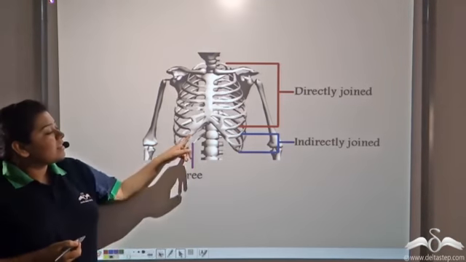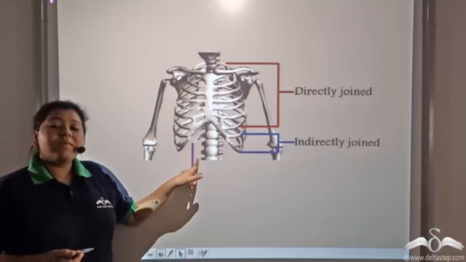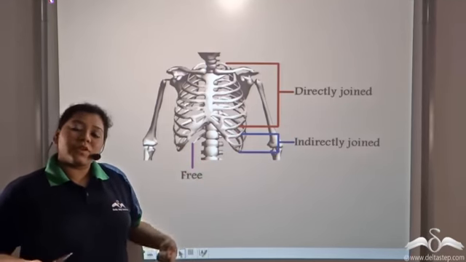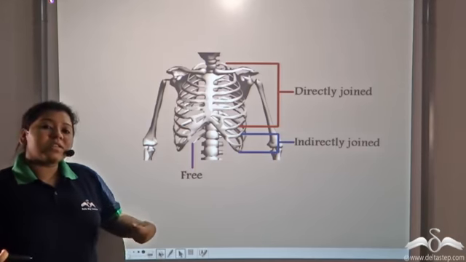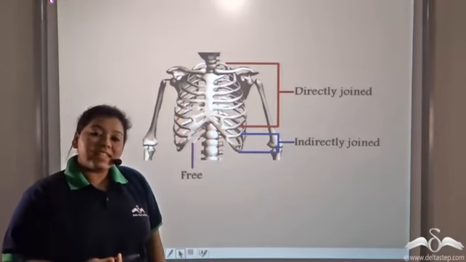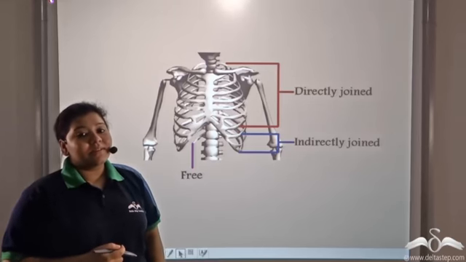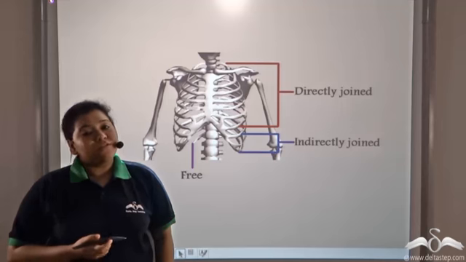Now finally, the 11th and the 12th pair of rib bones are posteriorly attached to the vertebral column from the thoracic vertebra, but do not come in front to be joined directly or indirectly to the sternum. So in total, there are 12 pairs of rib bones.